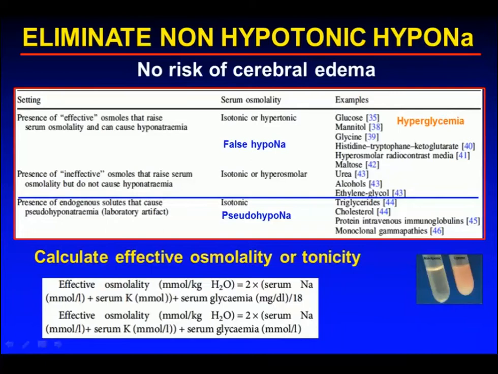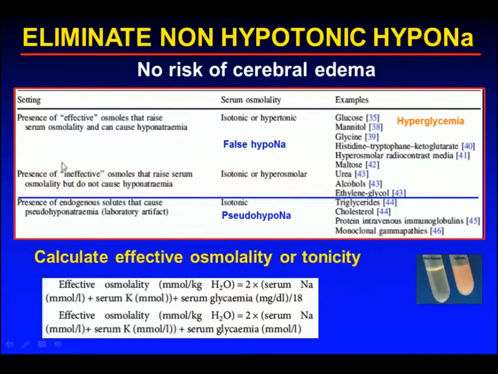So the first step is to eliminate those situations without risk of cerebral edema but associated with hyponatremia. There are three situations with this hyponatremia. The first is the presence of effective osmoles, which indicates impermeant solutes, which conduce to an isotonic, but iso or hypertonic situation, and which are called false hyponatremia, and which are due to accumulation of carbohydrates, such as in a hyperglycemic situation.